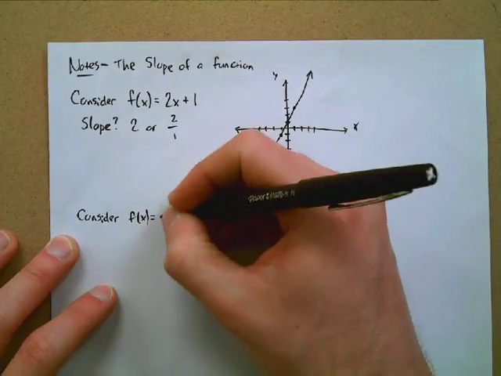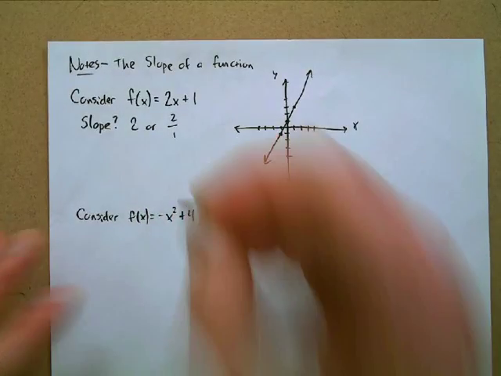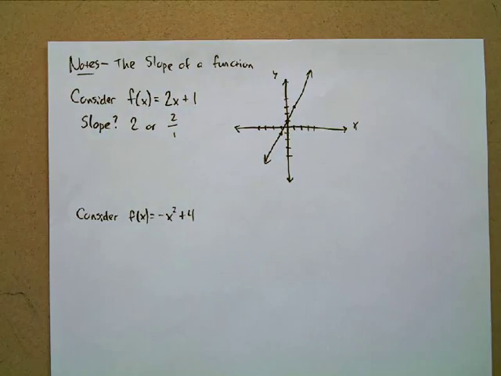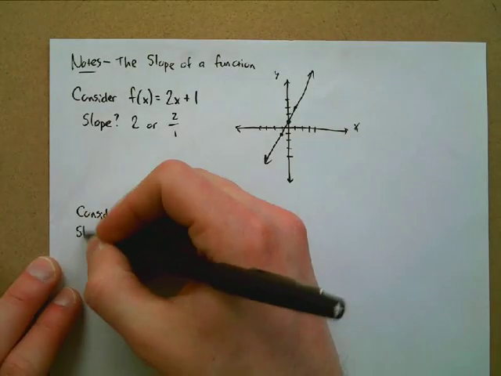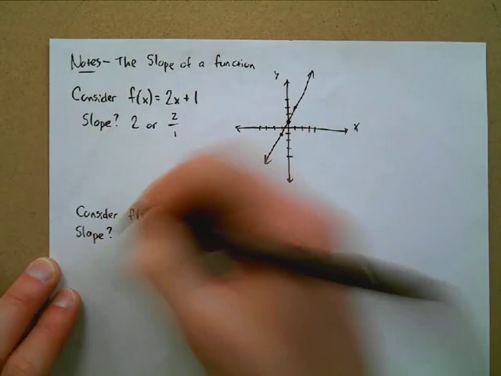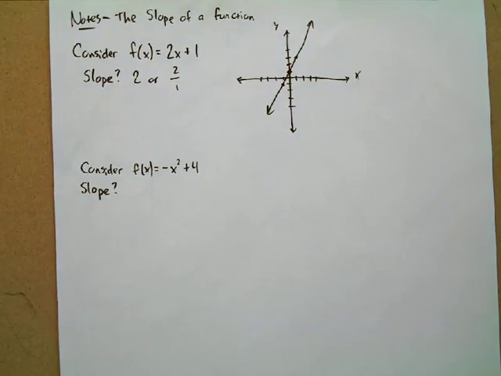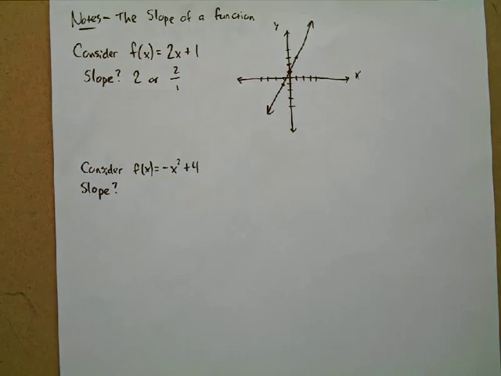Now let's consider a different kind of function. Negative x squared plus 4. And what is the slope of that function? Well, now it's not so clear. This is no longer a linear equation. It's a quadratic, so it's going to be a parabola that we get the shape here. Let's go ahead and just sketch a quick graph of it too. Why not?